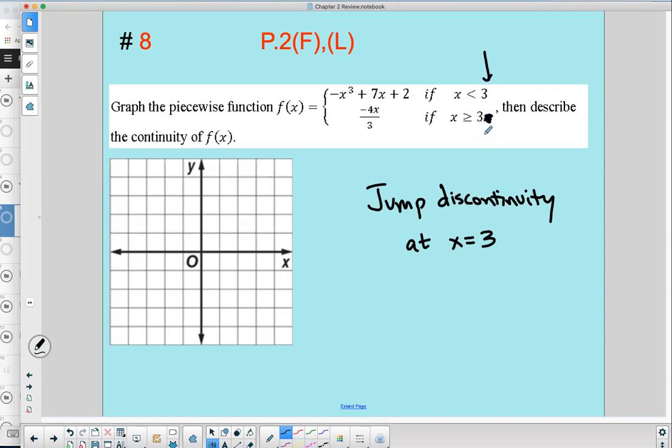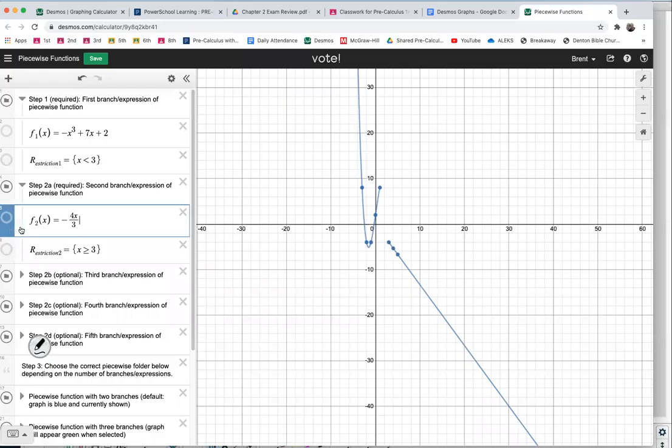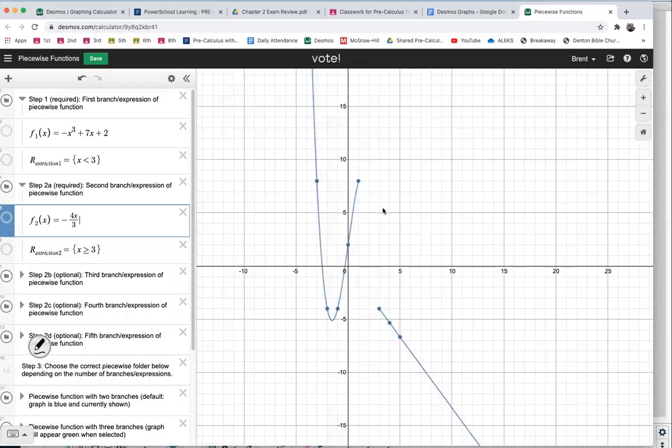On yours, did I have 3x or did it actually just say 3? For the x is greater than or equal to? Yeah. It's just a 3. Okay, so I've updated that one. I just haven't updated this version. Okay, so this has a jump discontinuity at 3. And if you're not sure, how do you know that from a graph? You just look at where they jump from one place to another.